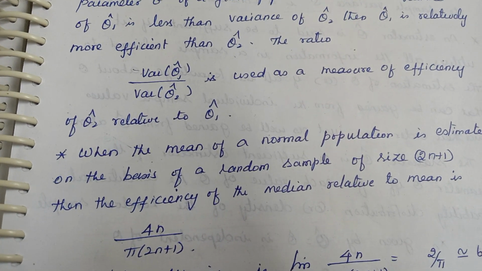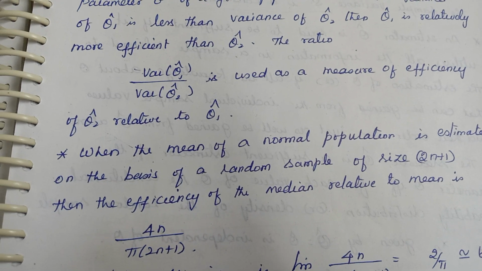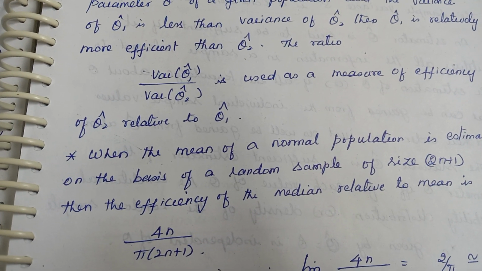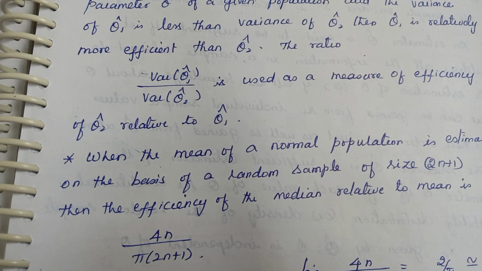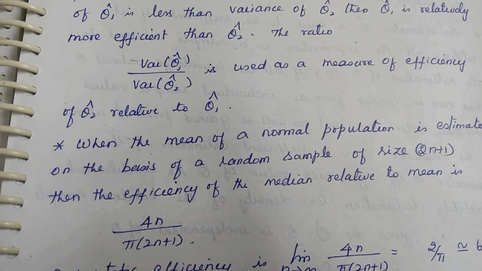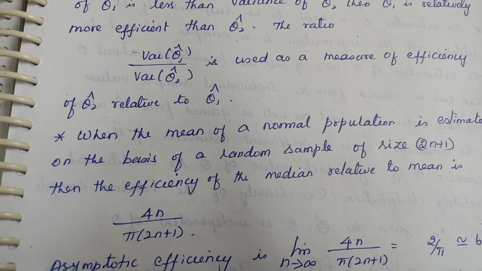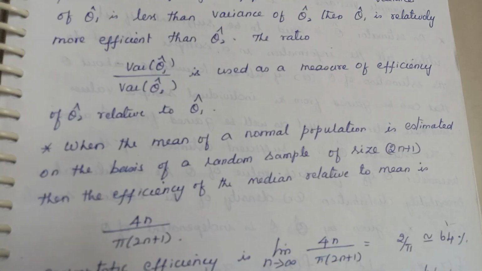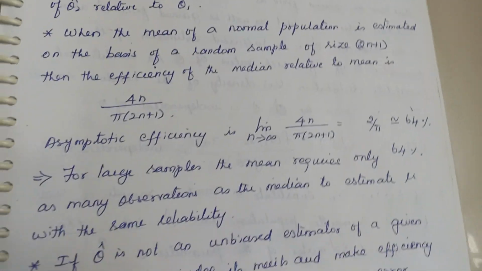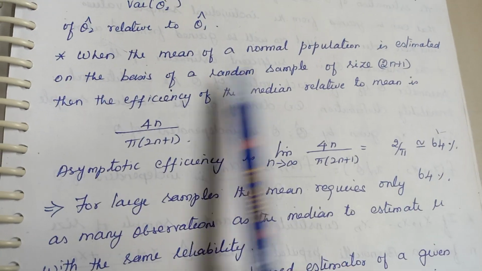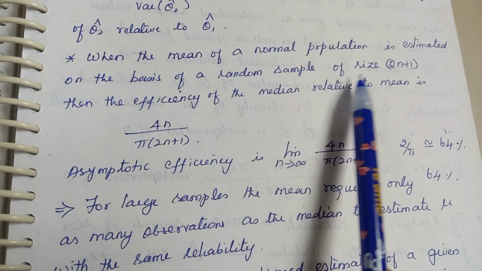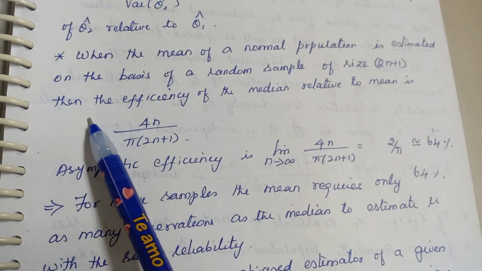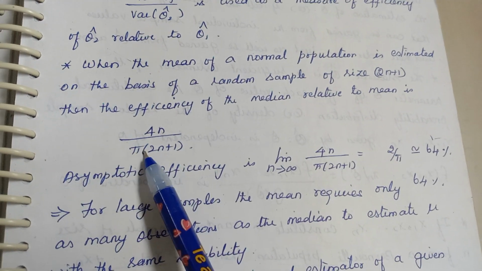And now we have seen, if you have so many unbiased estimators, how to find the efficiency of an unbiased estimator with respect to the minimum variance unbiased estimator. That is given by the ratio of the variances of theta 1 cap and theta 2 cap. Now one example: when the mean of a normal population is estimated on the basis of a random sample of size 2n plus 1, then the efficiency of the median relative to the mean.